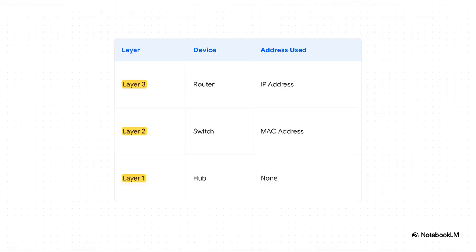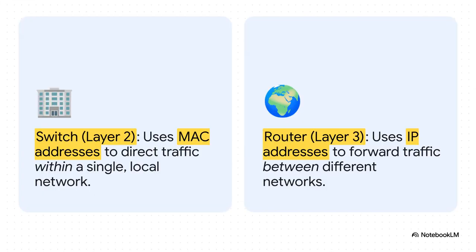And here's how the actual hardware fits into our layers. You see, these devices operate at specific layers. A dumb-old hub at layer 1 just repeats signals, but a switch at layer 2 is smarter. It actually reads those MAC addresses. And a router up at layer 3 is the smartest of all, reading IP addresses to make those big global routing decisions. So here's the key takeaway.